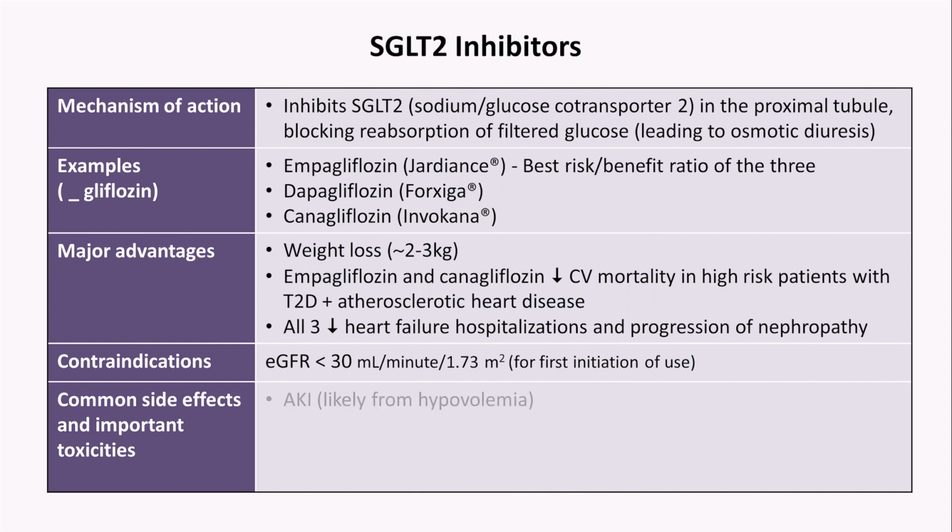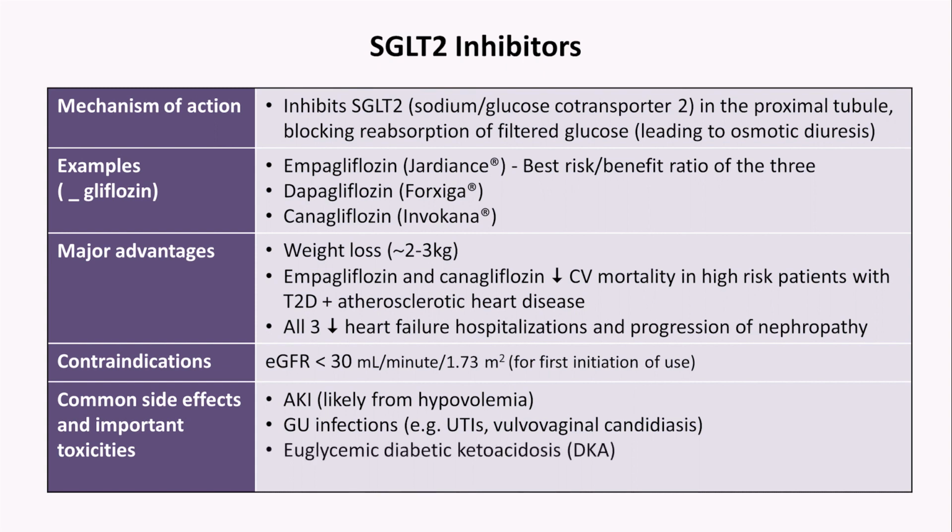Common side effects include acute kidney injury, likely caused by hypovolemia from the diuresis, and increased risk of a variety of GU infections. They are associated with a newly described entity of euglycemic diabetic ketoacidosis, in which patients develop all the symptoms, signs, and lab abnormalities of DKA, but at near normal serum glucose levels. And lastly, canagliflozin has been found to increase the risk of lower limb amputations and bone fractures via an unknown mechanism.